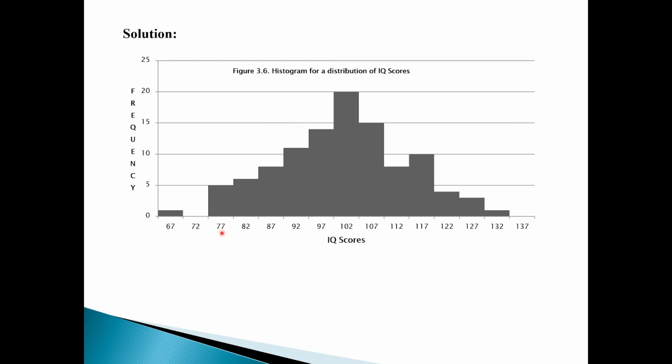You find the midpoint or your class mark. The midpoint for the next category is 77. Again, the class mark or midpoint is 82, 87, 92, and so on. Now, the next step after creating your class mark is to plot your frequency. Okay, the frequency for 77 is 5. Okay, 82 is 6, and so on.